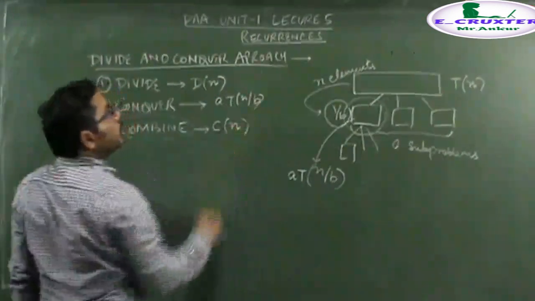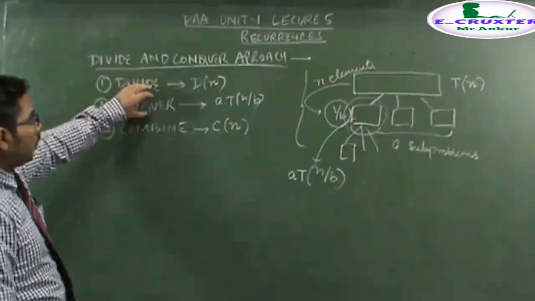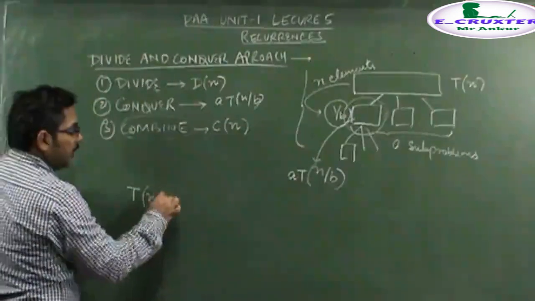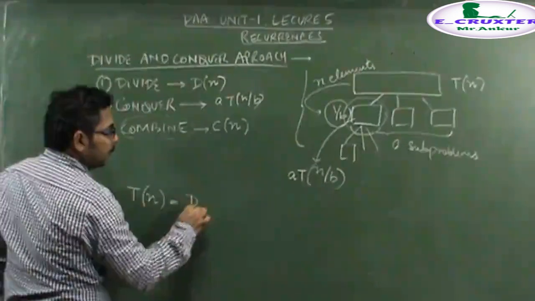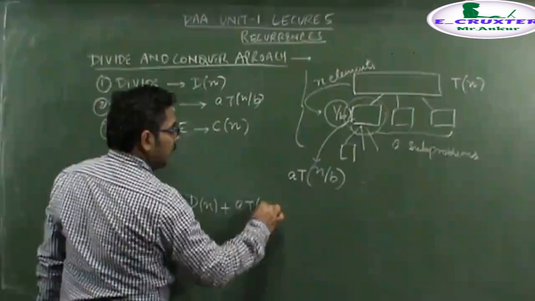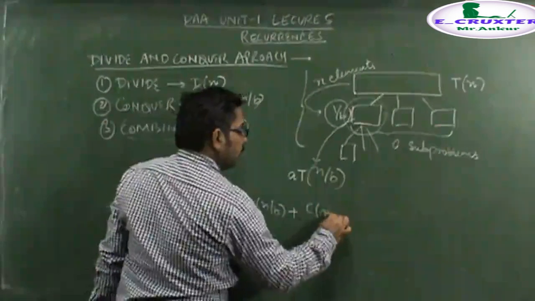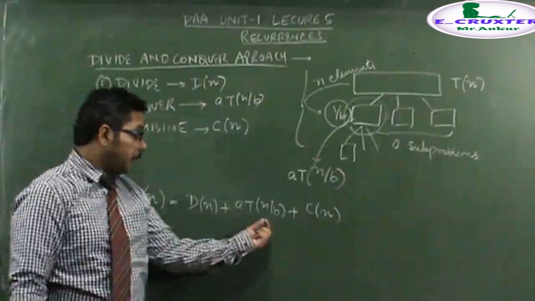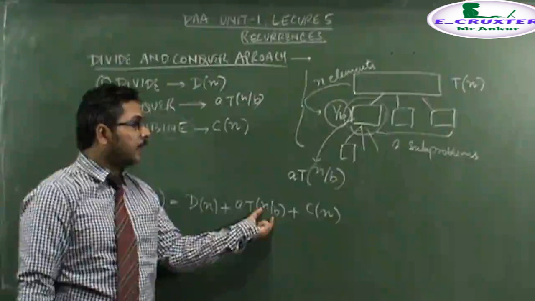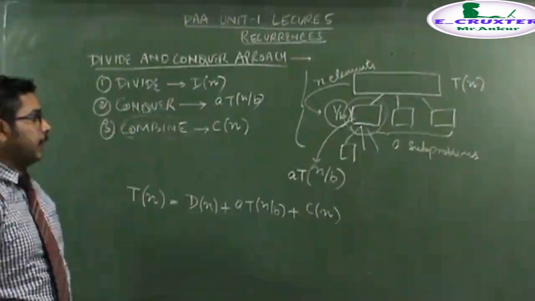And the total time to solve this problem is dividing time plus conquer time plus combine time. Hence we can say the equation becomes T(n) is equal to dividing time plus conquer time, aT(n/b), plus combine time C(n). In this way we are saying that a is the number of subproblems and n/b is the size, the total number of elements in the subarray. And C(n) is the combine time.